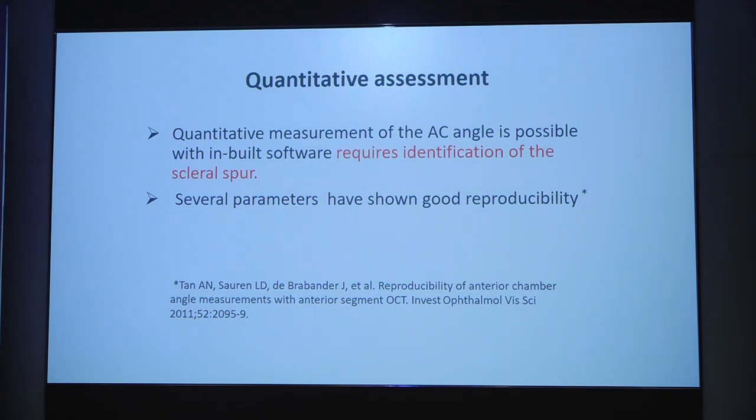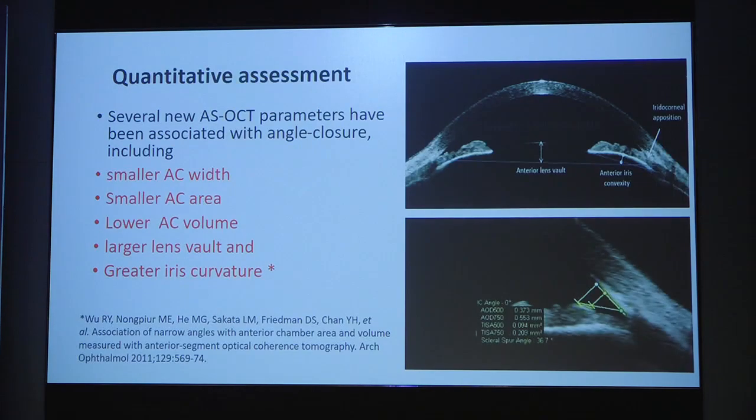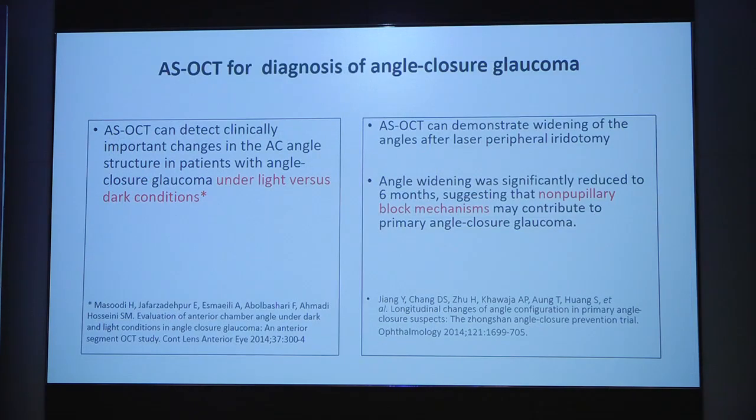Quantitative measurement of the anterior chamber angle is possible with built-in software, and definitely it requires identification of the scleral spur, and there are several parameters which have shown good reproducibility. These are already discussed. What is new is that there are several new AS-OCT parameters that have been associated with angle closure, which include smaller AC width, smaller AC area, lower anterior chamber volume, larger lens vault, and greater iris curvature. Also, AS-OCT is invaluable for diagnosis of angle closure glaucoma, and it can detect clinically important changes in anterior chamber angle structure in patients with angle closure glaucoma under light versus dark conditions. It can also demonstrate widening of the angles after laser iridotomy. And not only that, when we follow up the patient after laser iridotomy, it gives a clear indication that a certain number of patients will have a non-pupillary block mechanism also, which may contribute to primary angle closure glaucoma in future.